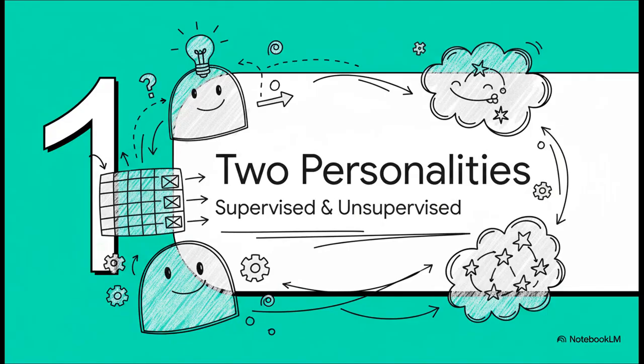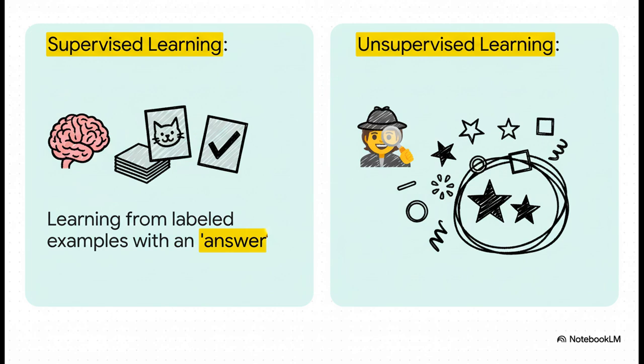Okay, so machine learning isn't just one big thing. It's actually way easier to think of it as having two different personalities. You've got the student on one side and the detective on the other. And once you get how these two work, you've pretty much got the fundamentals down. So these two personalities are called supervised and unsupervised learning.